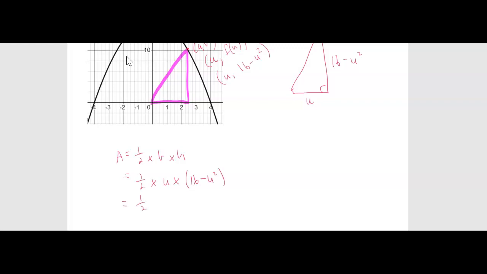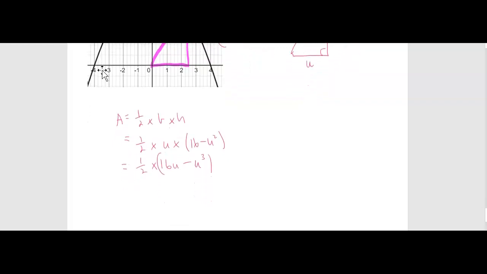So it's a half times 16U minus U cubed. Oh, and that does have to be put in brackets. And a half times 16 is 8. So 8U minus a half U cubed. So that's the area of the triangle in terms of U.